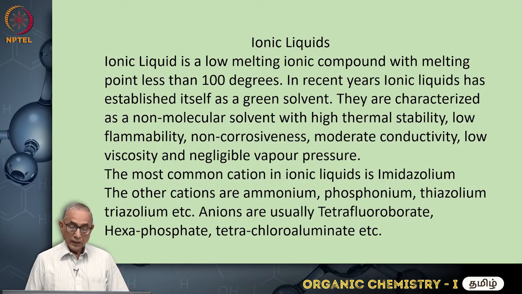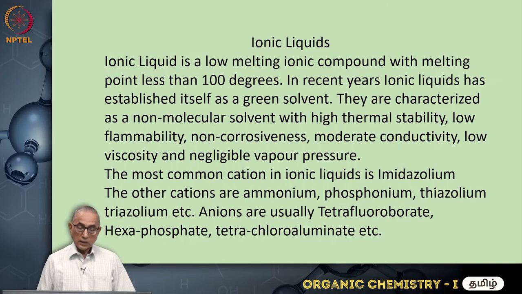What it does is, it has a cation and an anion, and this mixture of cation and anion get this kind of properties for this liquid, that its melting point is less than 100 degrees and is able to do all these things: thermal stability, low flammability, non-corrosiveness, moderate conductivity, low viscosity and negligible vapor pressure. Negligible vapor pressure means the ionic liquid does not go into the gas phase.